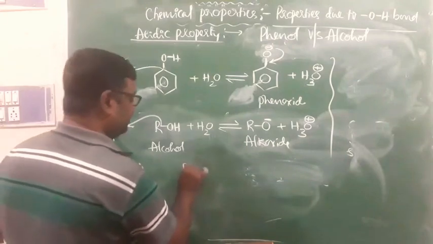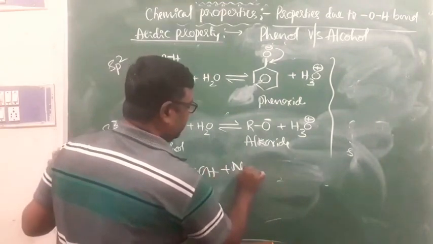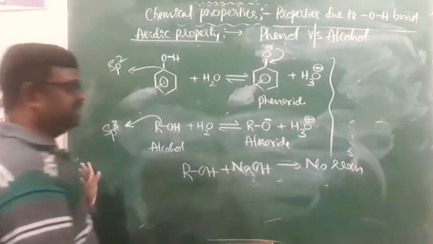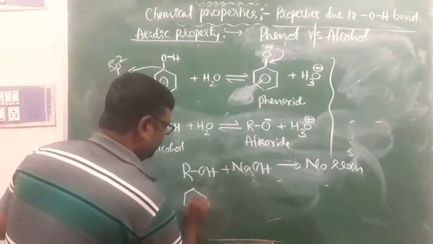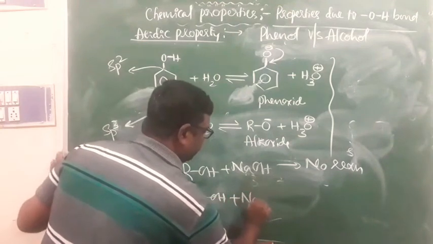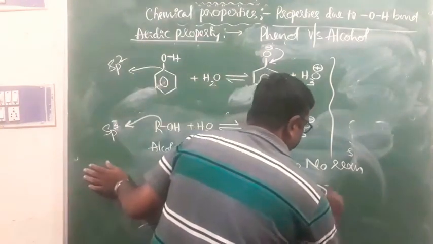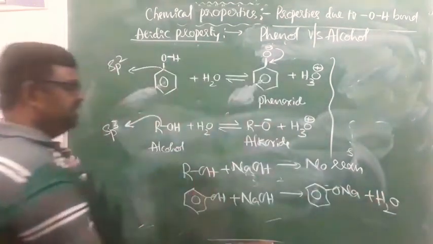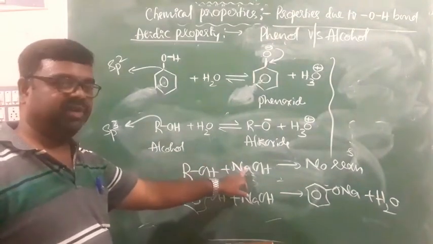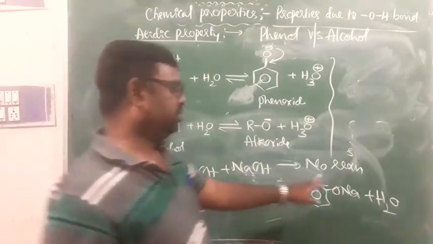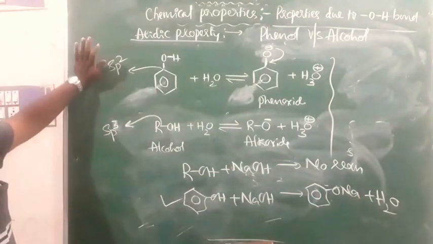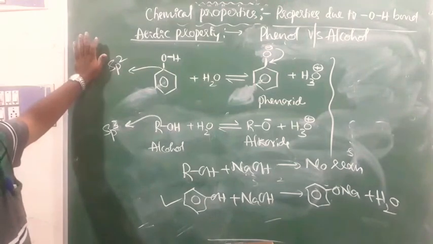As a proof for that, when alcohol is mixed with NaOH, there is no reaction. When phenol is mixed with NaOH, you are going to get a reaction, and you get sodium phenoxide salt. So this is one evidence that alcohols do not react with sodium hydroxide, whereas phenols react with NaOH to give sodium phenoxide. This is the evidence to say that phenol is more acidic than alcohols. That is one more discussion.